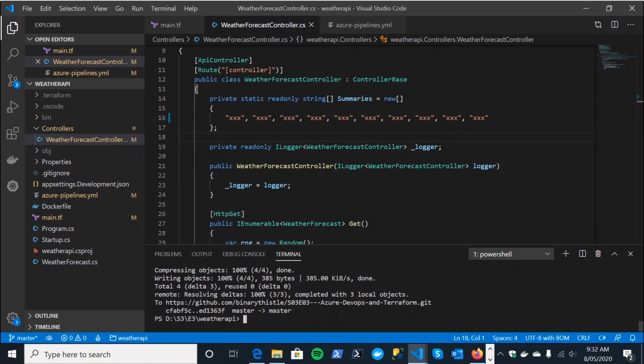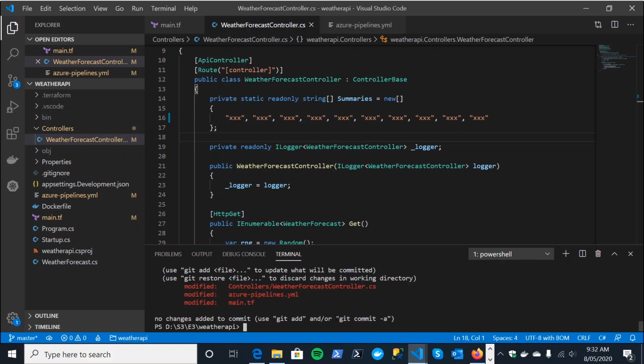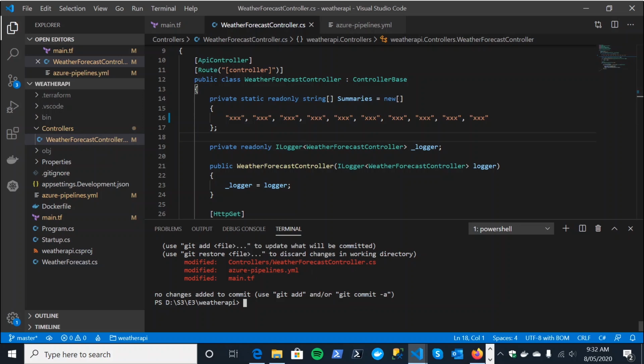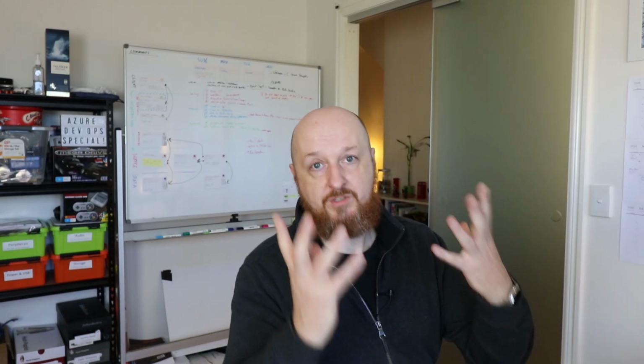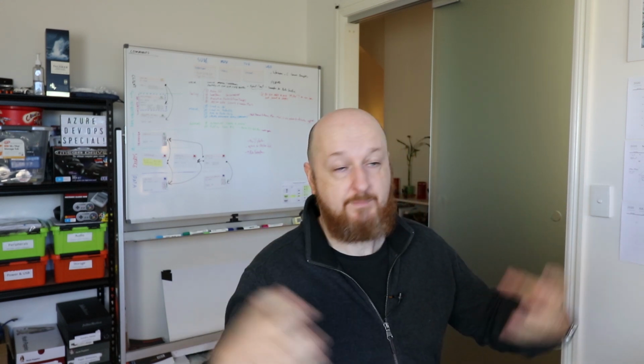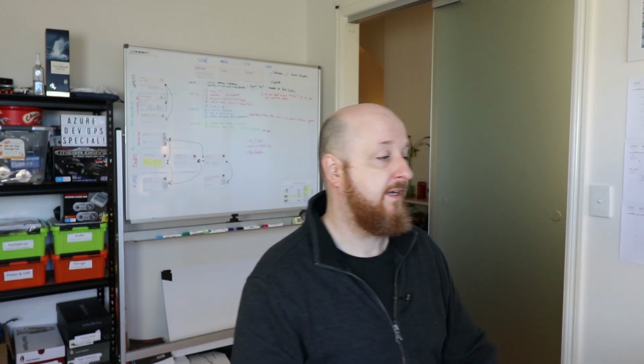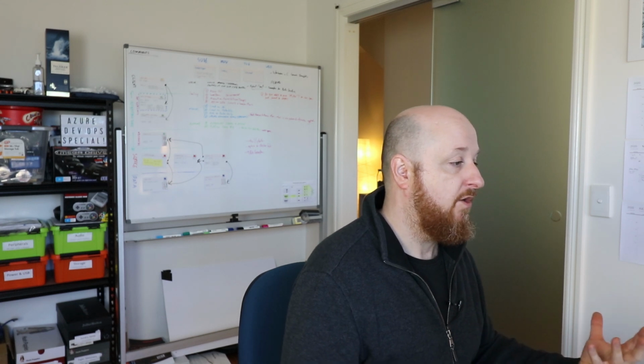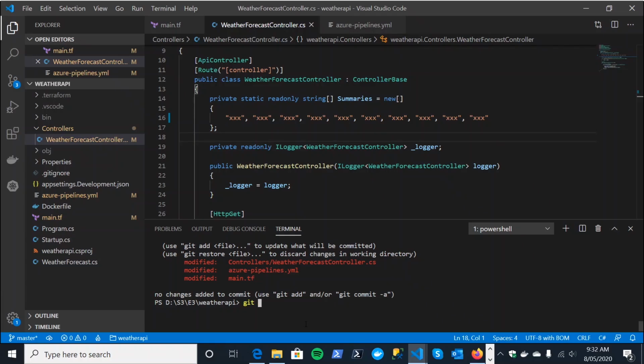Cool. So let's do a git status. And yep, our 3 files have changed. So we have changed our controller, we've changed our Azure Pipelines YAML, and we've changed our main.tf. Now again, this is a great demonstration of code being deployed as a unit. So we get some infrastructure code, we've got a pipeline code, and we've got an actual application code all being deployed up to GitHub at the same time. Awesome. So let's do a git add everything. Let's do a git commit.